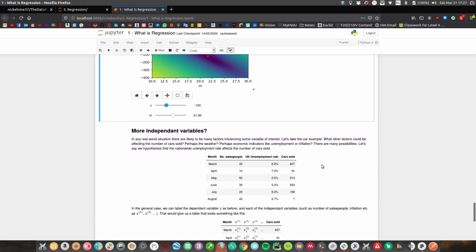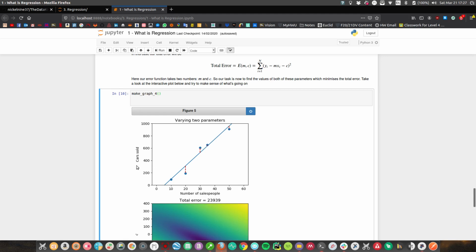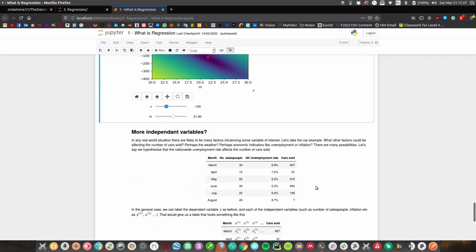Okay, so what if we want to add more independent variables? In that case, we were just looking at the case where we said that the cars sold are a function of only the number of salespeople. But what if we want to include other factors? So in this case, we are proposing that the unemployment rate in the UK is also going to affect the number of cars that we sell. So here we have, for every month, the number of salespeople hired, and also the UK unemployment rate. And then we have the number of cars sold. So we're going to predict that the cars sold is a function of both the salespeople and the unemployment rate.